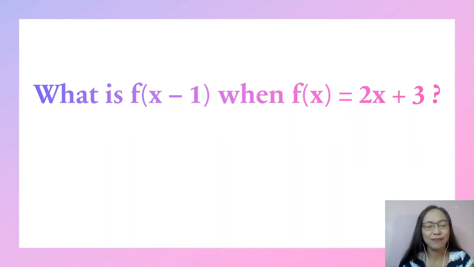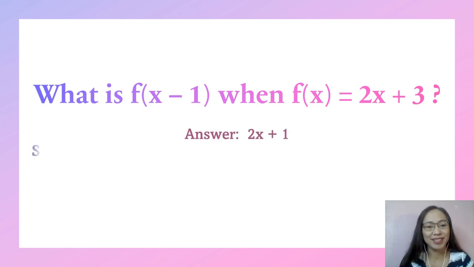Here's another question. What is f of x minus 1 when f of x is equal to 2x plus 3? We also have discussed this yesterday. What is f of x minus 1 when f of x is equal to 2x plus 3? You may try solving it. So you can compare your answer with our answer here. If you need more time, you can pause the video and try to answer it on your own. Now I will give the answer. The answer is 2x plus 1.